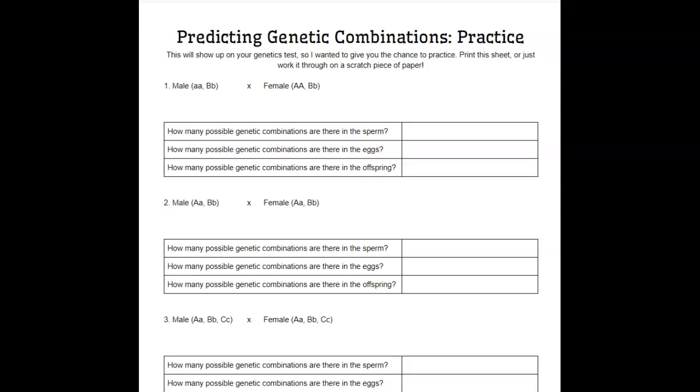Homozygous means that both versions of the gene are the same. Heterozygous means that both versions of the gene are different. And allele is a term for a version of the gene. So for example, if we're looking at our male on problem number one here, he is homozygous for gene A, which means that he only has one option that he's going to be passing on. But he's heterozygous for gene B, which means that he has two alleles for the same gene.